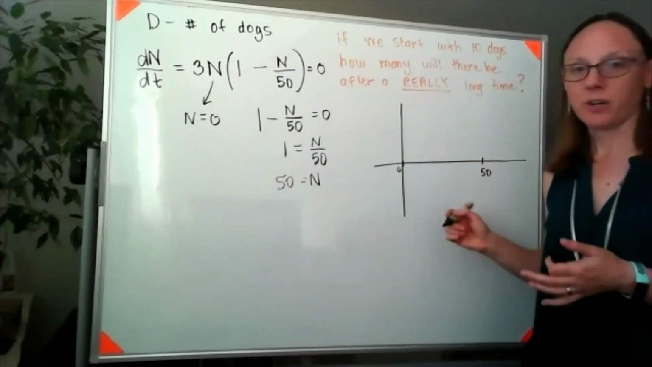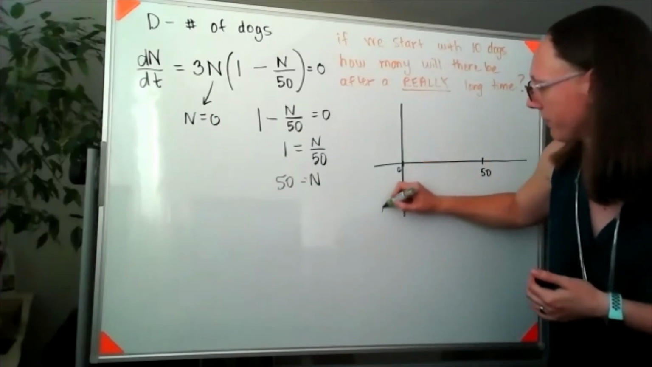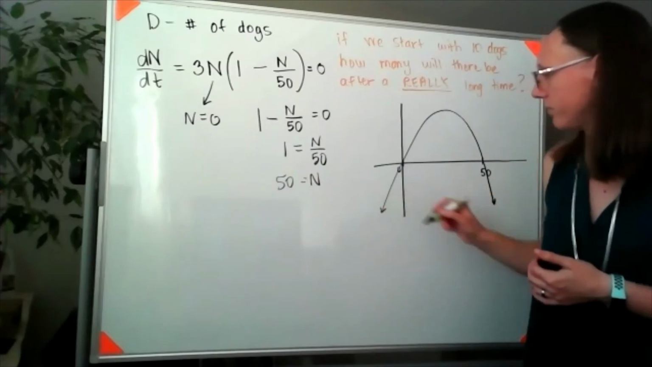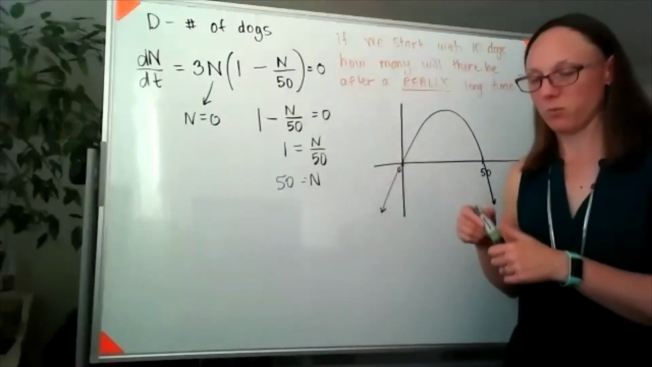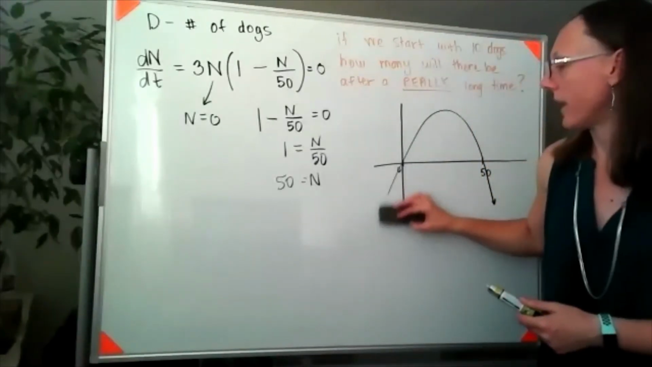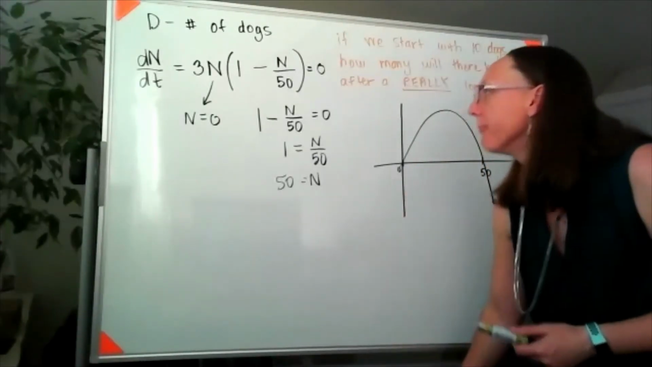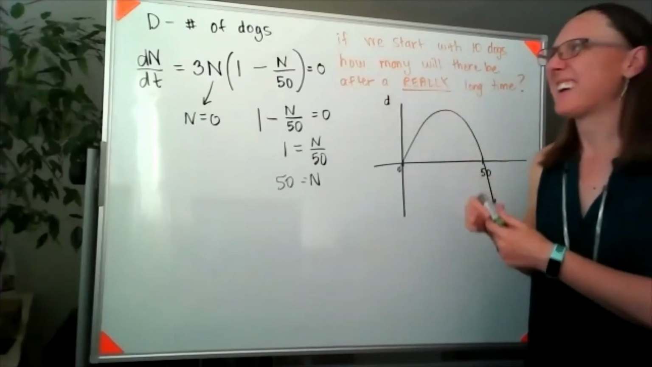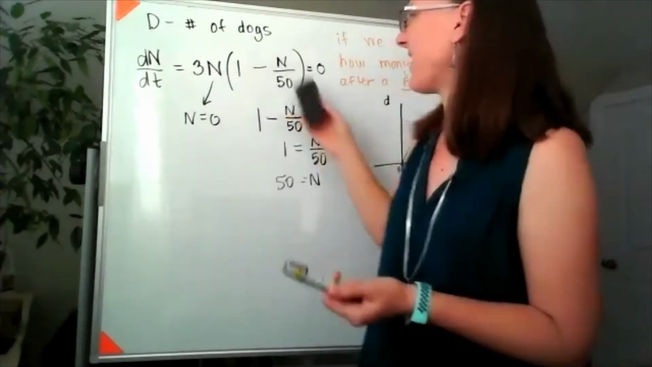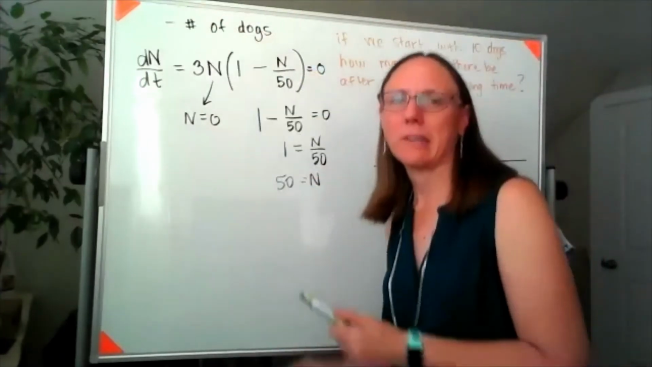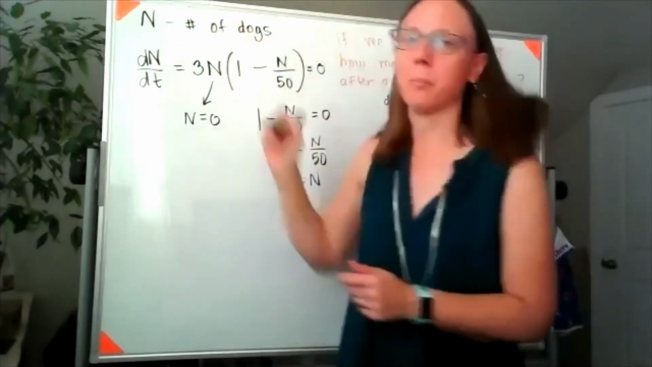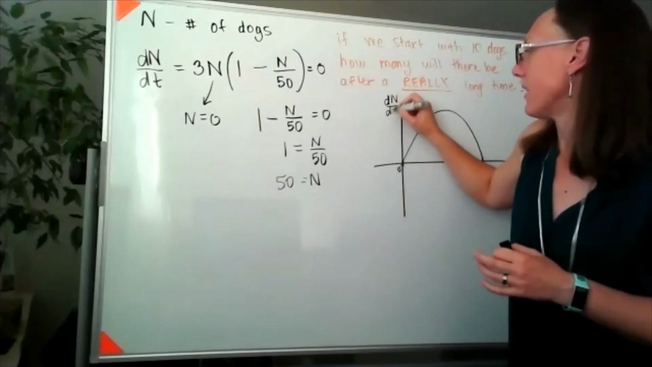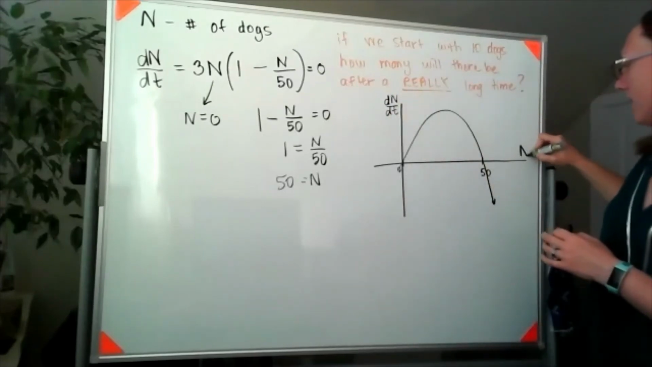Here's 50, and we know it's a parabola that points down. Again, I probably don't want zombie dogs, so I'll go ahead and just stop that at 0. So here's my D. Oh, I said D was going to be our population of dogs, and then I used N. Sorry about that. We'll just go back and put that in as N, habit. So dN dt and N.